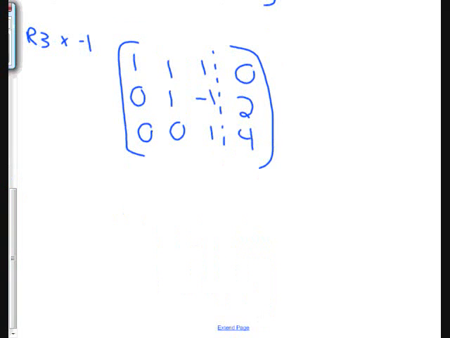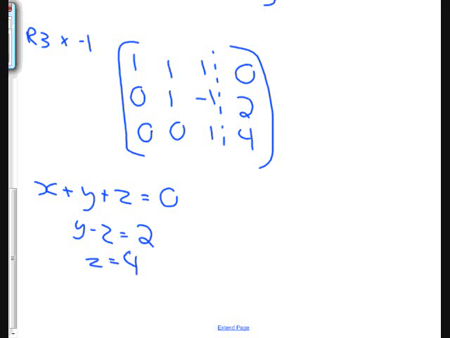Now that we have that, we can write out our equations. Our first equation is going to be x plus y plus z equals 0. Then we'll have y minus z equals 2, and z equals 4. That's just taking our matrix: we have an x column, a y column, and a z column. Now we just got to solve for all of it.